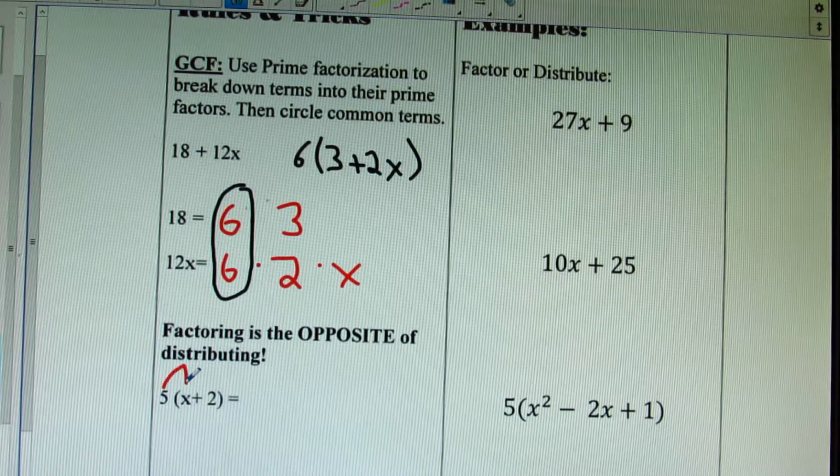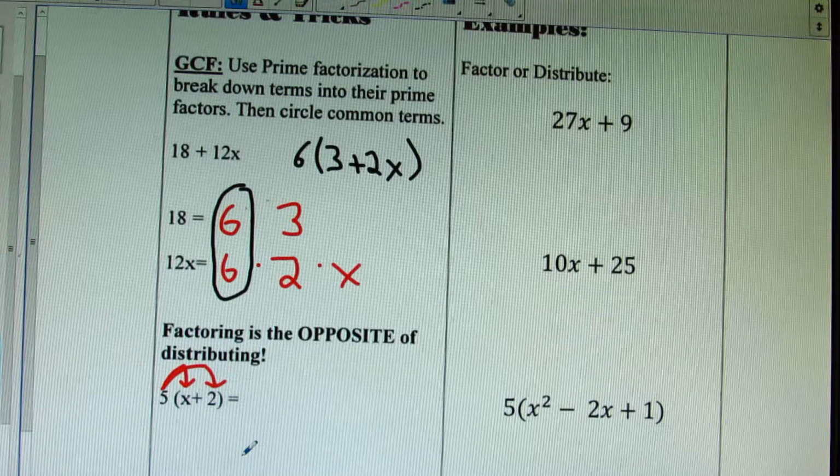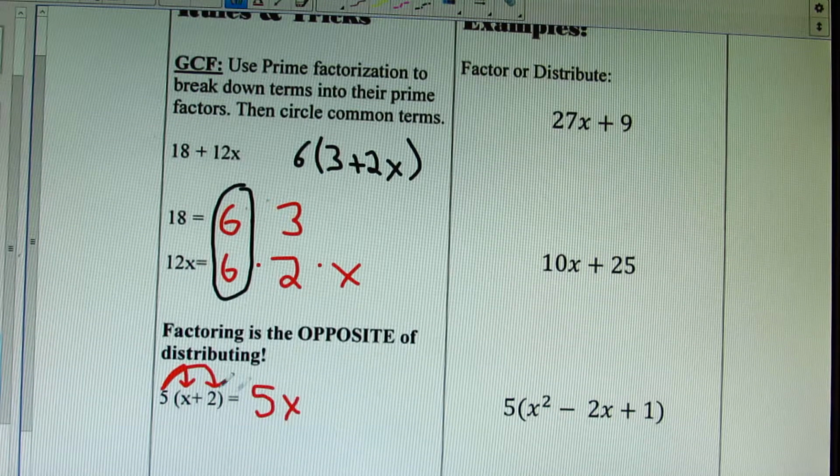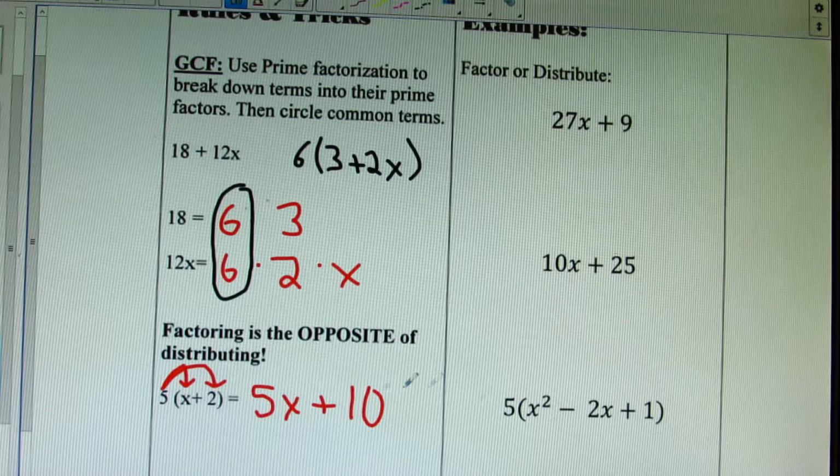I'm going to do some distributing here. 5 times x, 5 times 2. Distribute means give out, and we're giving out using multiplication. 5 times x is 5x. 5 times a positive 2 is a positive 10, and I'm done.